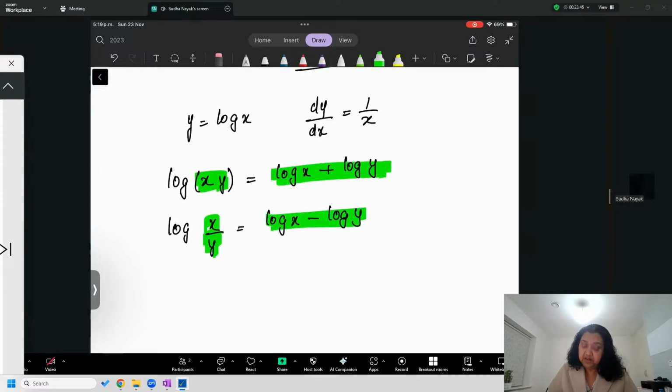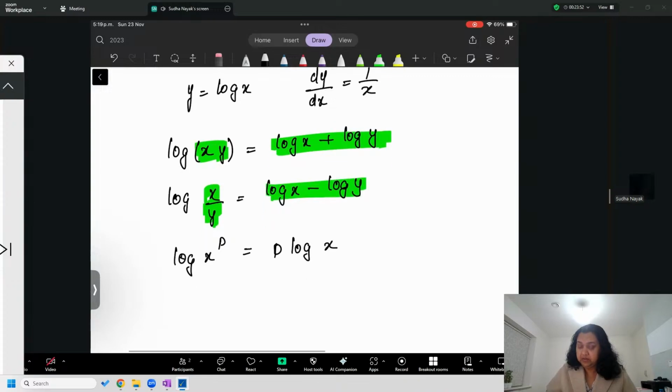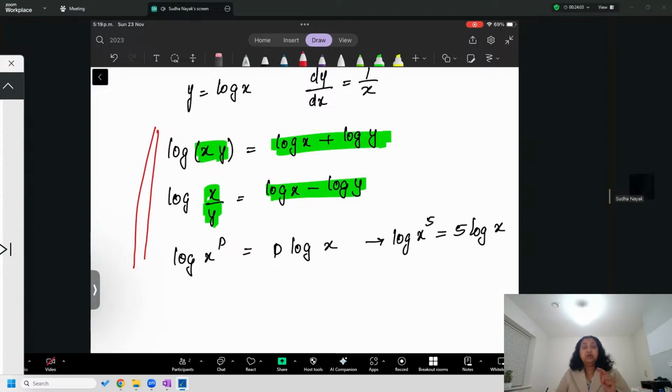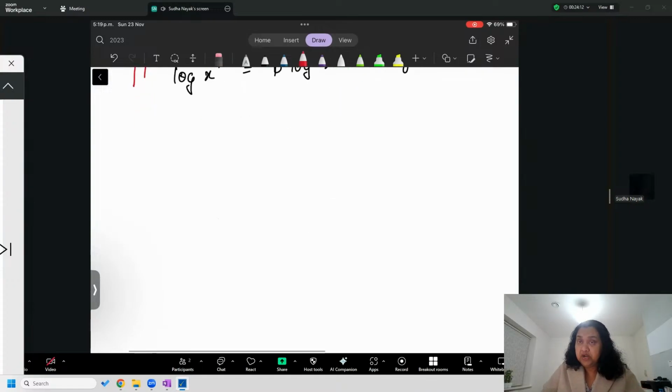The last one is log of x to the power of p is equal to p log x. An example for this will be log of x to the power of 5 can be written as 5 log x. So these are the three laws of logarithms, which are in the formula book. You don't need to memorize this, but if you get a log question, you have to go back to that, see what the formula is and try to work on it. Okay, so let me quickly show you one example of that.